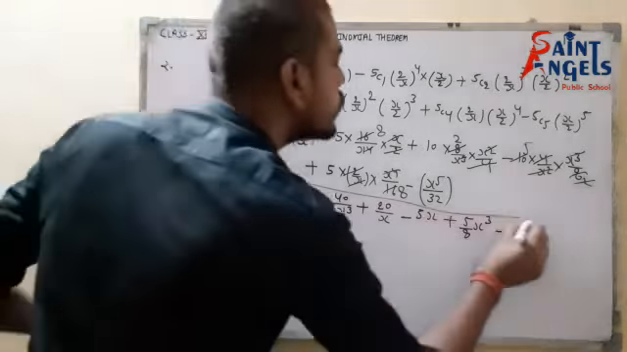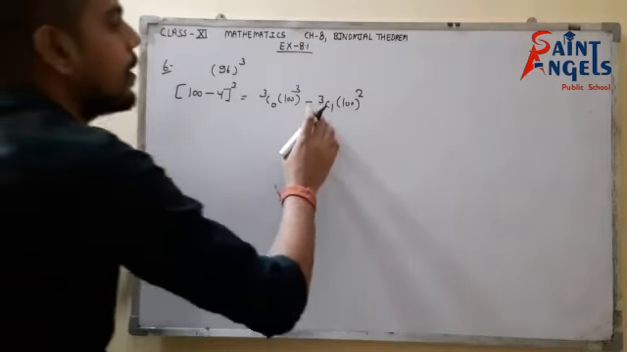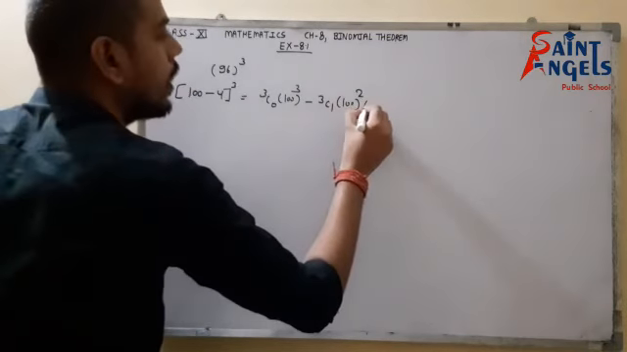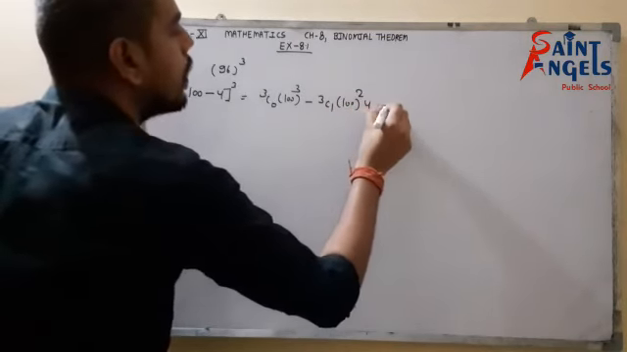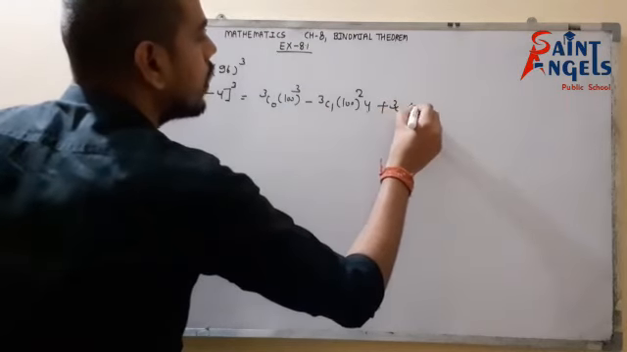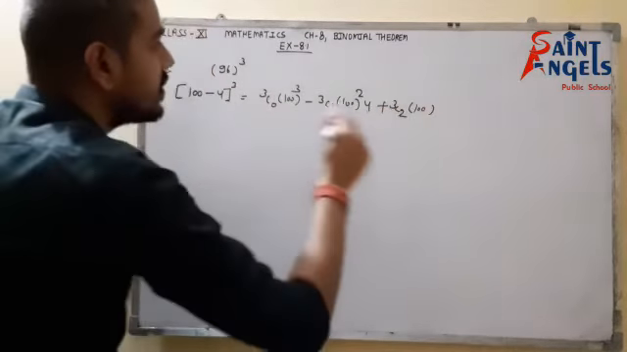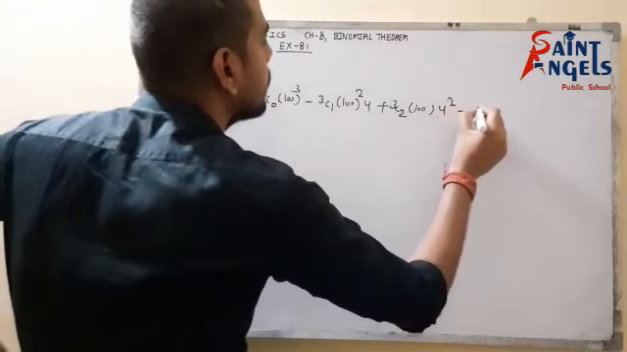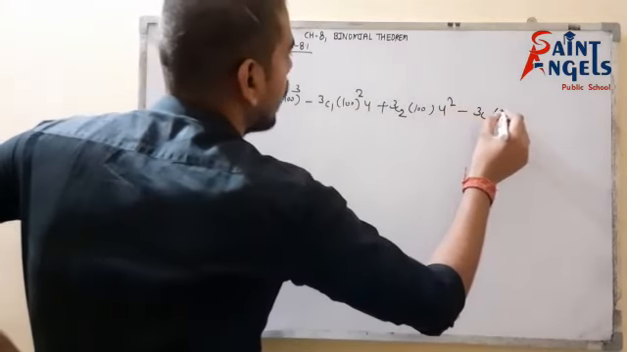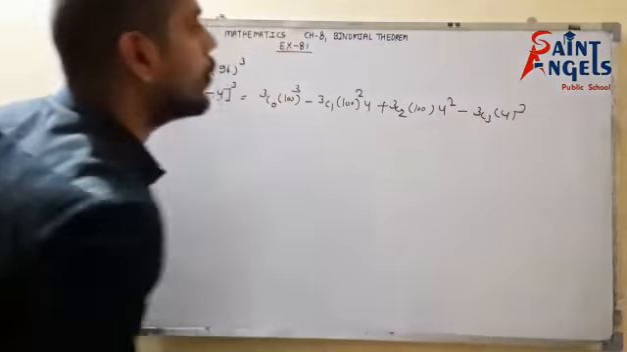So now apply the formula. So 3C0 100 to the power 3, because a to the power n, minus 3C1 100 to the power 2 into 4, plus 3C2 100 to the power 1 into 4 to the power 2, and minus 3C3 4 to the power 3. Okay, now solve.